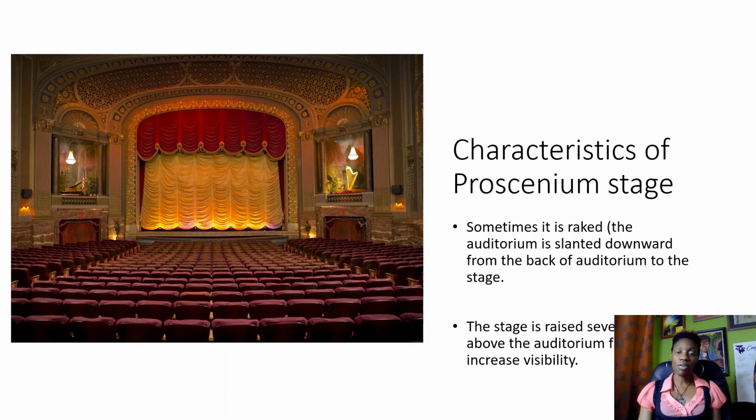Other characteristics of the proscenium arch stage is that it is also sometimes raked. And what you mean by raked, it means that it is slanted from the back downwards towards the stage. So if you look at this picture here again, you see the seating. If you look at the trajectory going towards the stage, you realize that it is slanted, and that's called a raked stage.